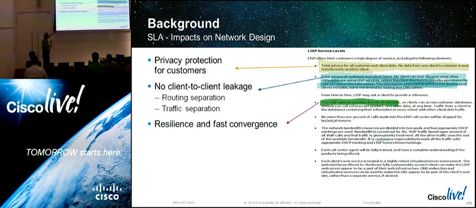Another thing, as we talked about in the first two, is this privacy issue that they have. They're not sharing routes between customers. They're not sharing traffic between customers. So they have data plane and traffic plane separation, right? And it's important to provide this privacy to customers because it's part of their SLAs. So they have an SLA to their customers to provide this level of service, right?